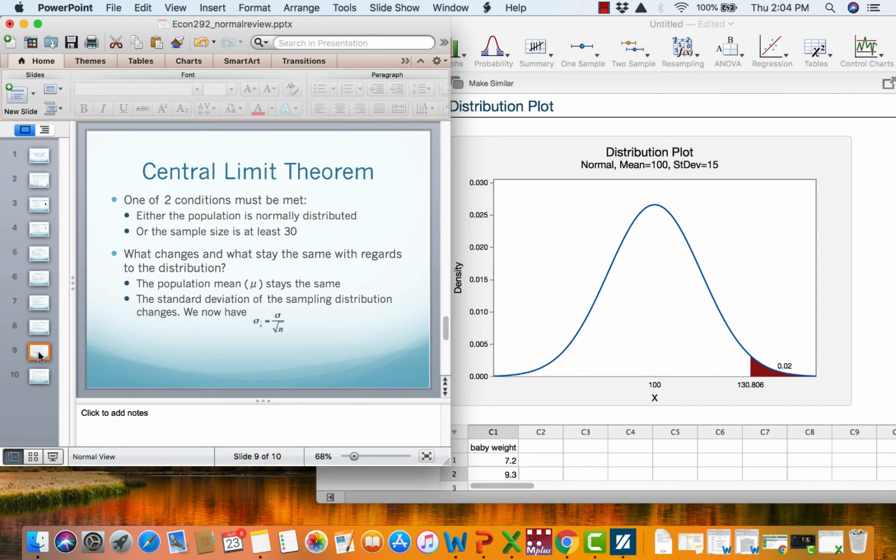What about the standard deviation? The standard deviation of the sampling distribution does in fact change. The new standard deviation for the sampling distribution is equal to sigma, the population standard deviation, divided by the square root of n. And folks, this is what's changing in Minitab. You have to calculate this new standard deviation on your own. I do not give it to you, and it is greatly going to affect the probabilities. It's making the standard deviation much smaller than the original one for the population.